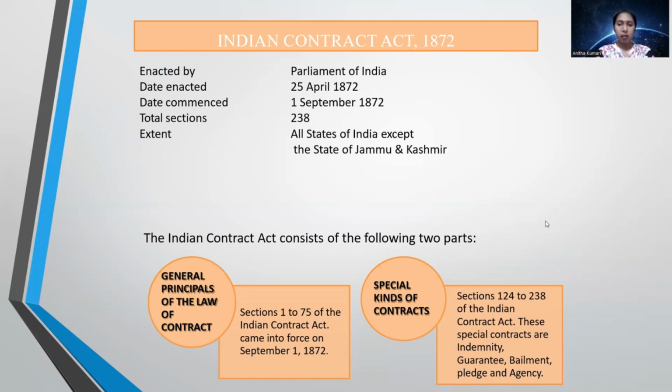All the special contracts come under the special kinds of contract, whereas the general principles of the law of contract come under the sections between 1 to 75.